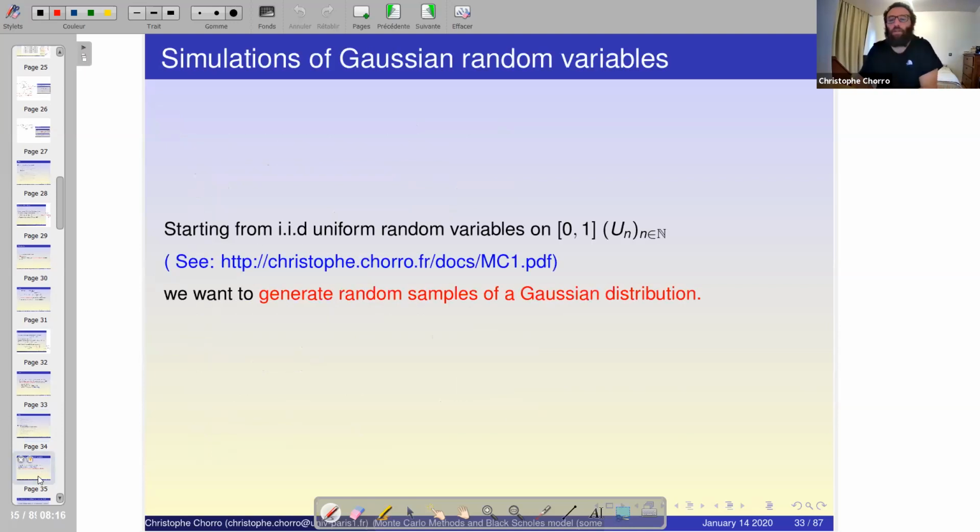Okay, so first of all, and it won't be the topic of this course, I make a strong hypothesis at the beginning. I suppose that I am able to generate, using my computer, IID uniform random variables on the interval 0, 1. It means that I suppose you are able to select randomly and independently a number between 0 and 1. So we are going to start from this.